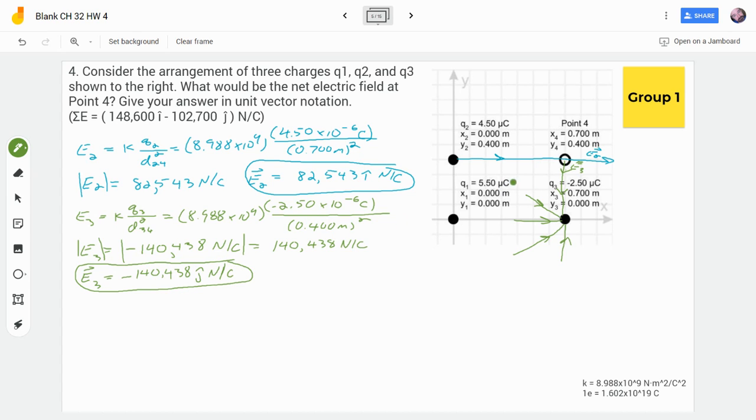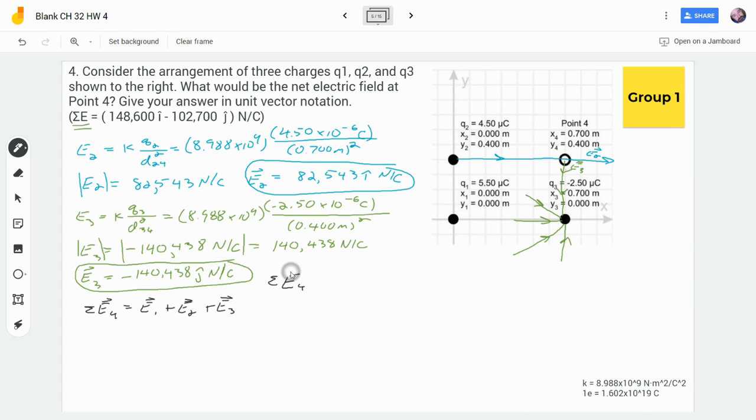So now I have all three of the pieces. I've got all three of the electric fields due to the three separate charges. But again, remember what we're looking for is we need to add them all together. So what I need to do, just to remind you, is this. Sigma E at point 4 is equal to the electric field due to the first one, plus the electric field due to the second one, plus the electric field due to the third one. And these are all in unit vector notation, and the way you add things in unit vector notation is you just add them up. So really, I should have written it this way.